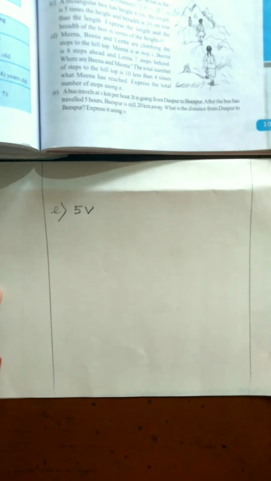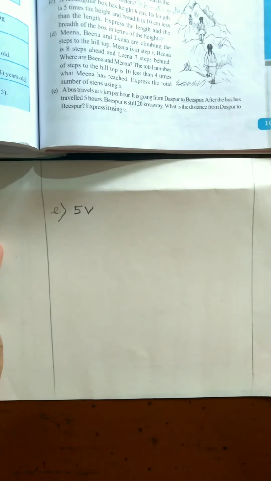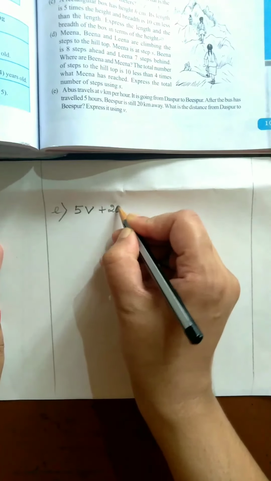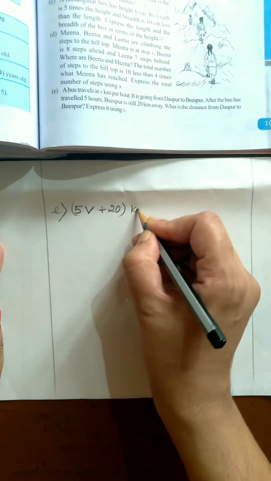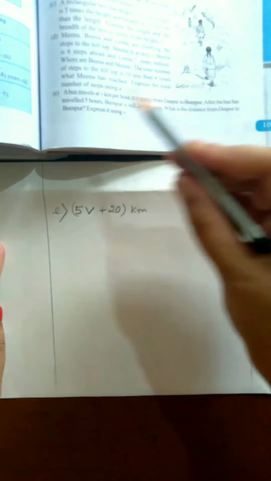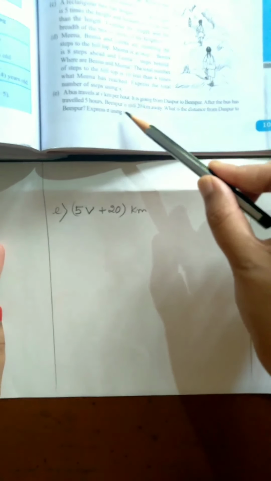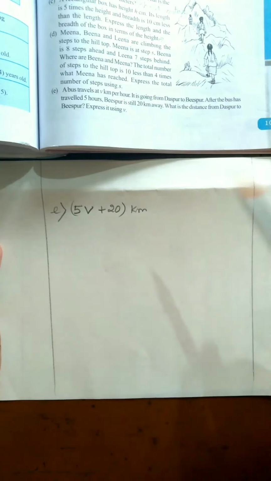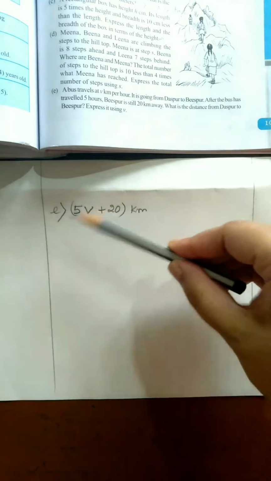Okay, so now Bispur is still 20 kilometers away, which means it is plus 20 kilometers. Therefore, children, the distance from Daspur to Bispur using the expression v will be 5v plus 20 kilometers, where a bus can travel v kilometers in 1 hour.